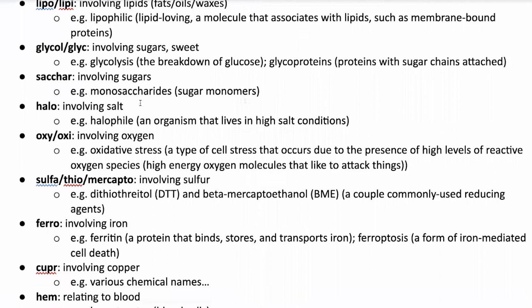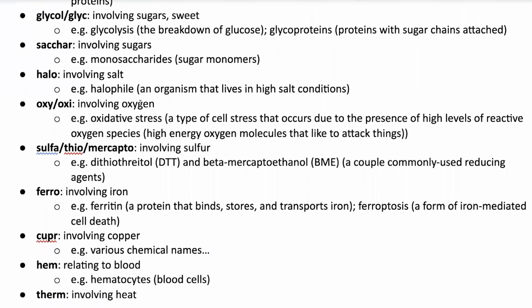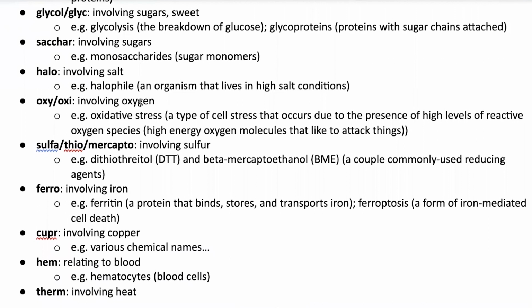Okay, if you see glyco or glyc, this is basically involving sugars or it's sweet. So glycolysis is the breakdown of glucose, and glycoproteins are proteins with sugar chains attached. We call these sugar chains glycans. There's your glyc. Saccharide is another term that means involving sugar. So you might see monosaccharides. These are basically sugar monomers. And remember monomers before, those were individual subunits or individual units.